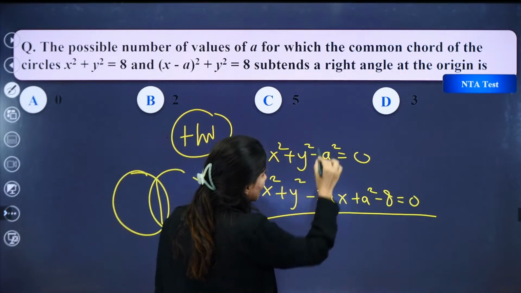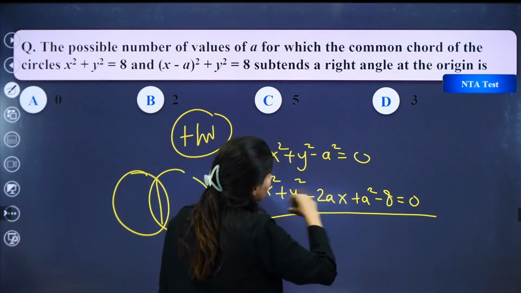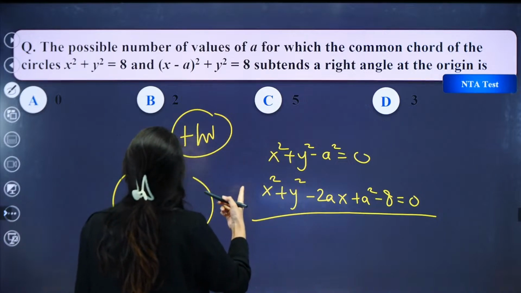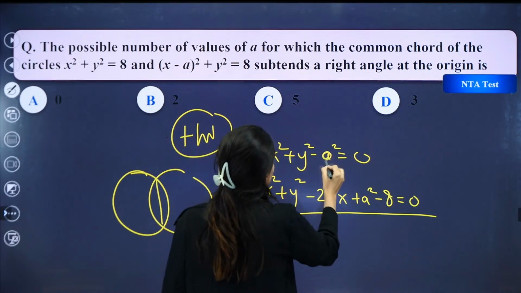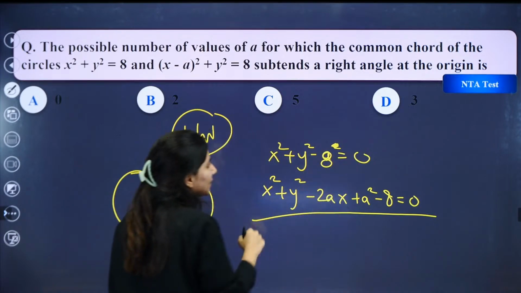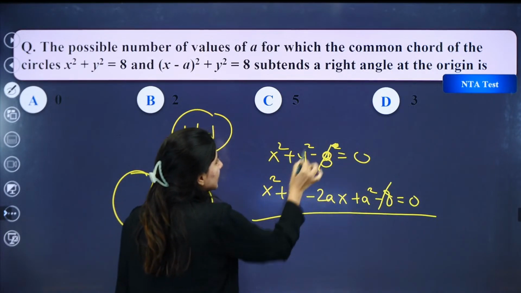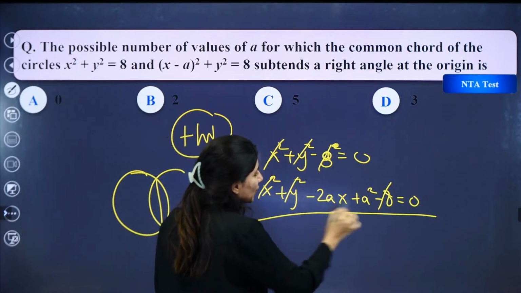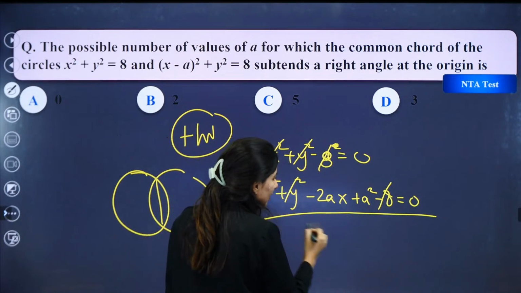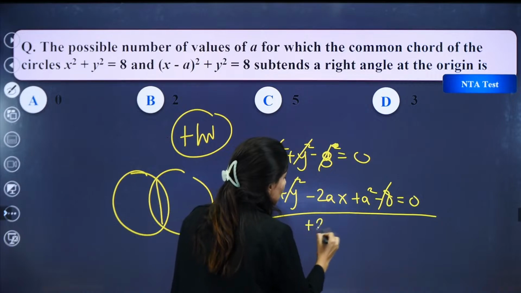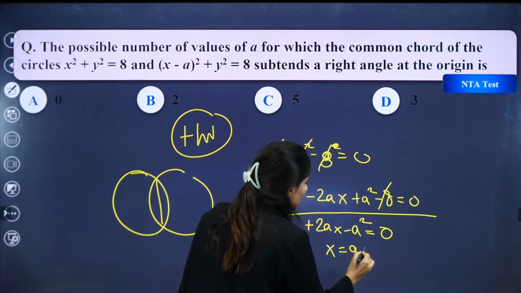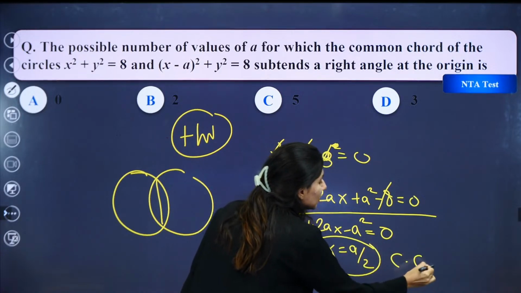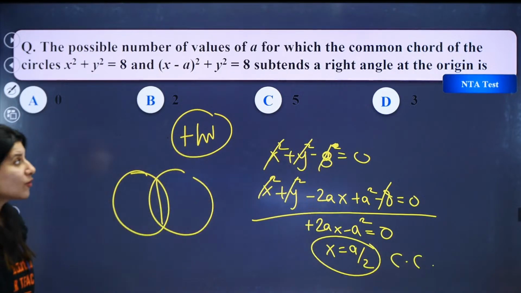So x square and y square cancel, and this is minus a square and this is plus a square. Oh, sorry, this is minus 8. Now subtract. This cancels, this cancels, so you are left with this. Finally you have plus 2ax minus a square is equal to 0. So x is equal to a by 2 is the equation of the common chord of the circles.